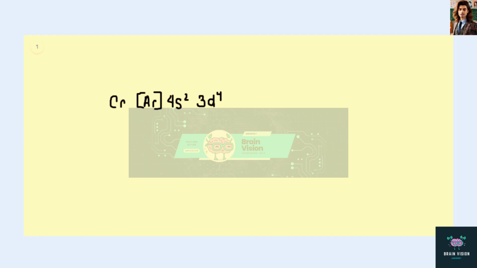However, this is actually not the electron configuration that we see for chromium. What we actually see is something more like this. Let's make this d a bit better.